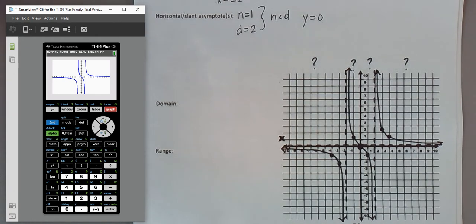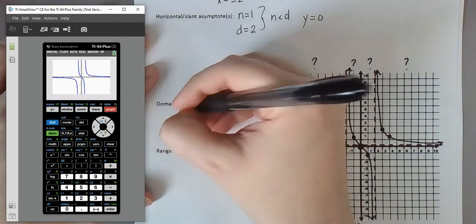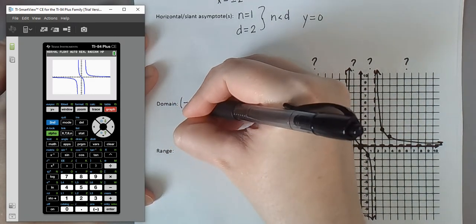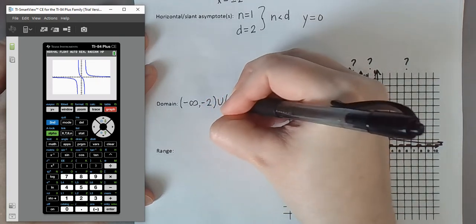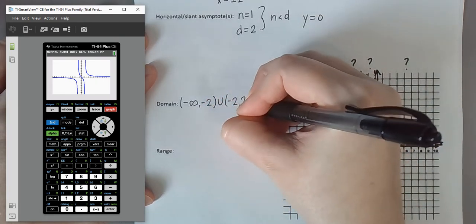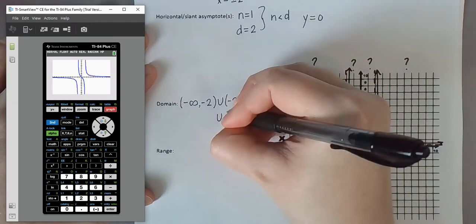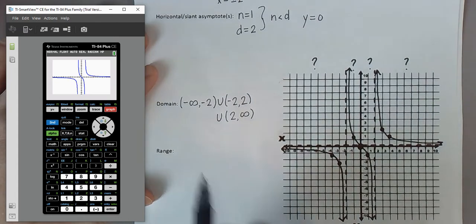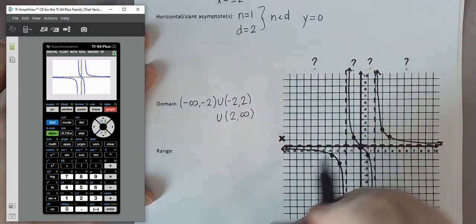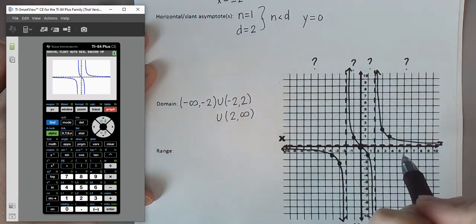Now what about the domain and range? Domain is broken up by our asymptotes, so we have discontinuities at -2 and 2. So our domain is going to be all real numbers except those values. So -infinity to -2, union, -2 to 2, union, 2 to infinity. 3 regions. So we have 3 intervals in our domain, 3 regions, 3 branches represented on our graph.